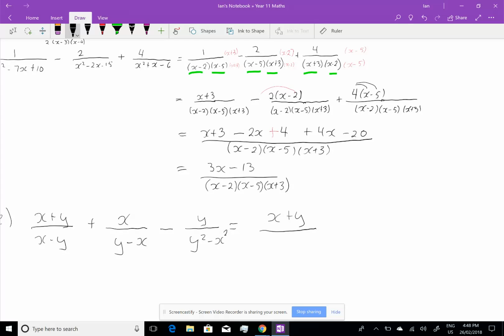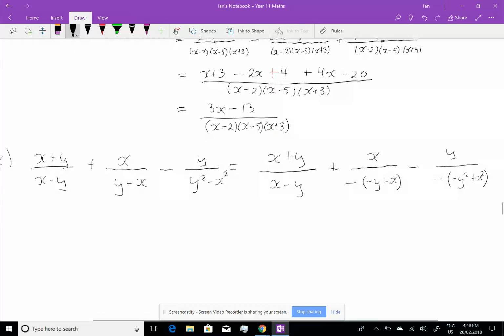And by the way, that's squared. So x minus y, that's all right. Plus, now watch this. This is tricky. I'm going to take a negative out of the bottom, and that's going to give me negative y plus x. I took a negative out of the bottom. Leave the top alone. And I'm going to do the same here. I'm going to take a negative out of the bottom. So I'm going to get negative y squared plus x squared. Because the negative just changes it.